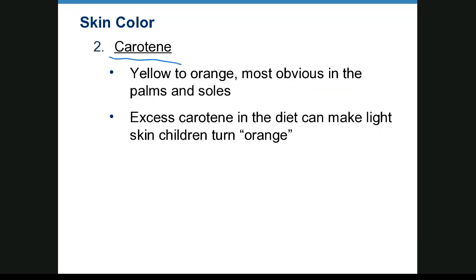Carotene, yellowish to orangish, mostly on the palms and soles. Excess carotene in the diet can cause little children to become orange, especially little light-skinned kids. Their parents will come in thinking they're dying, and they just ate too much baby food.